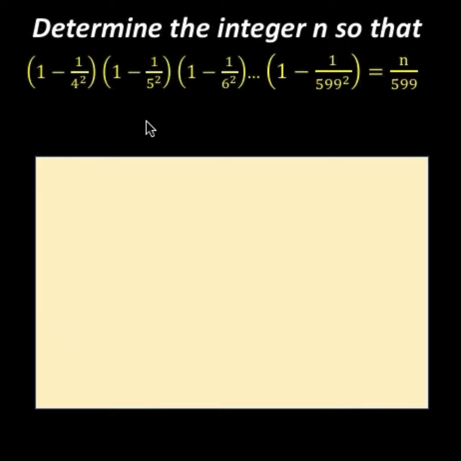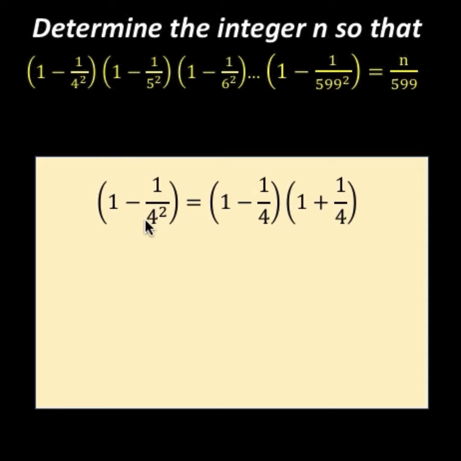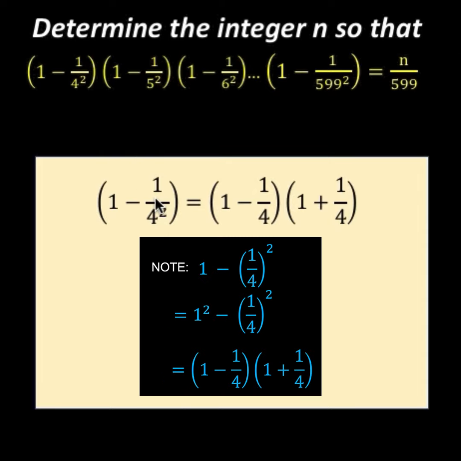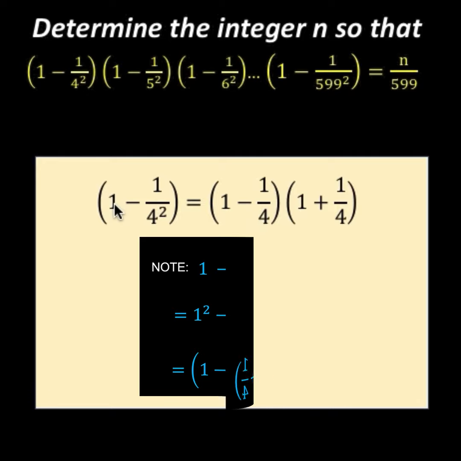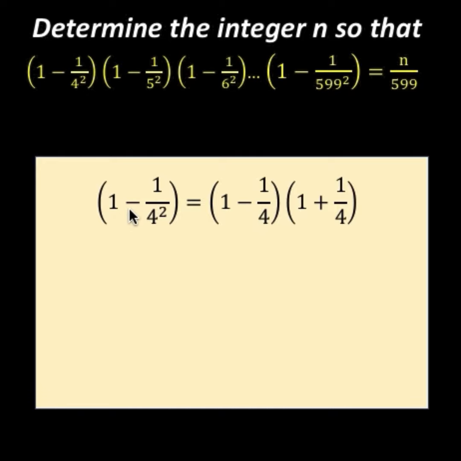Let's focus first our attention on the first factor, 1 minus 1 over 4 squared. And this 1 minus 1 over 4 squared is a special product whose factors are the product of the sum and difference of two numbers, because this one is a difference of two squares. And simplifying further, 1 minus 1/4 is equal to 3/4, and 1 plus 1/4 is equal to 5 over 4.